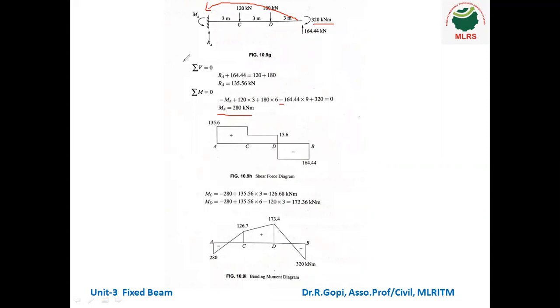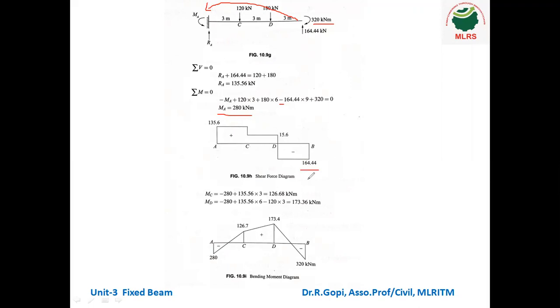Okay. So from this reaction, that means RA is equal to 135.56 and RB is equal to 164.4, we can easily calculate the shear force diagram. So 135.56 minus 120. Okay, we got 15.6. Again, minus 180 at the point D. At C point 120 kilonewton, at D point 180 kilonewton. So we got minus 164.4 kilonewton. Same answer we got. Okay, so this is the shear force diagram.